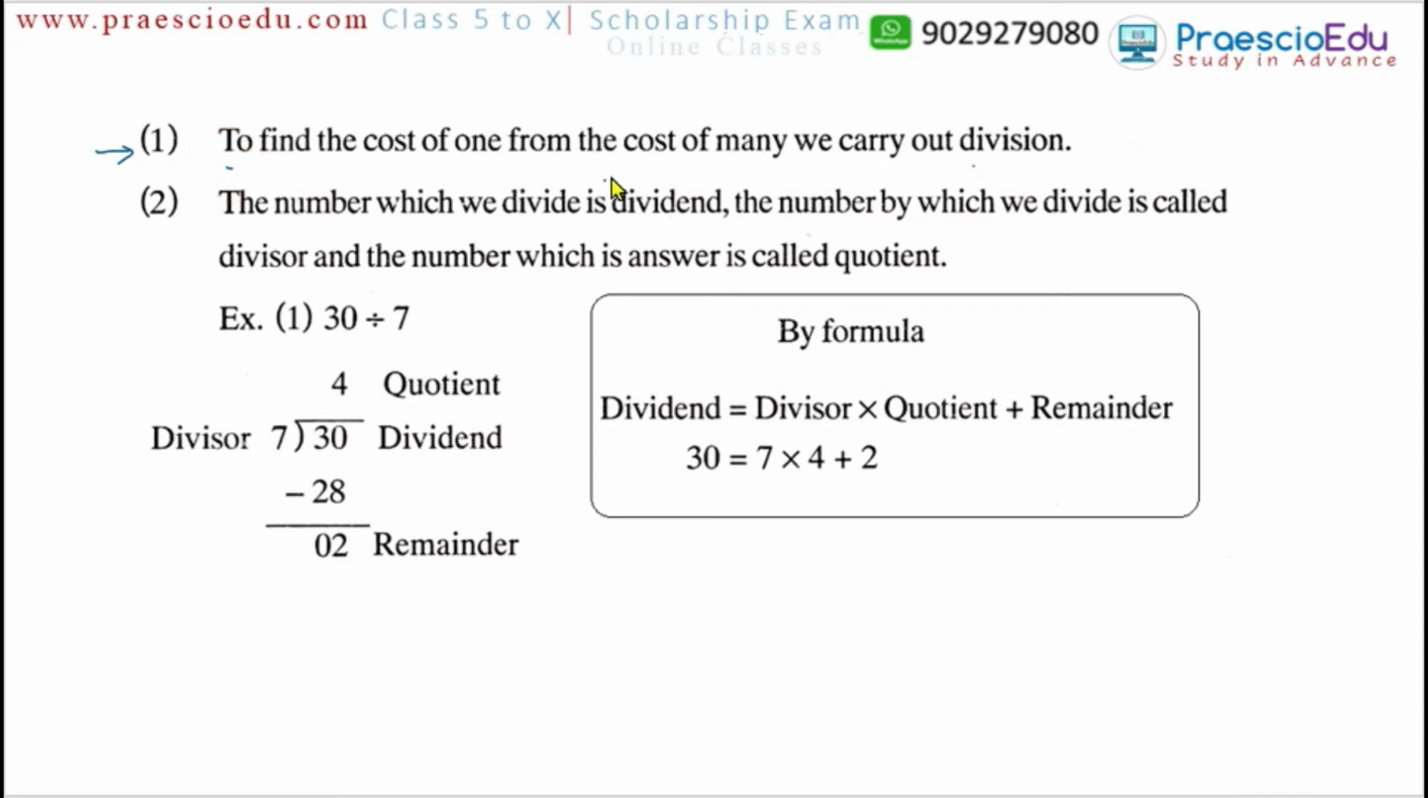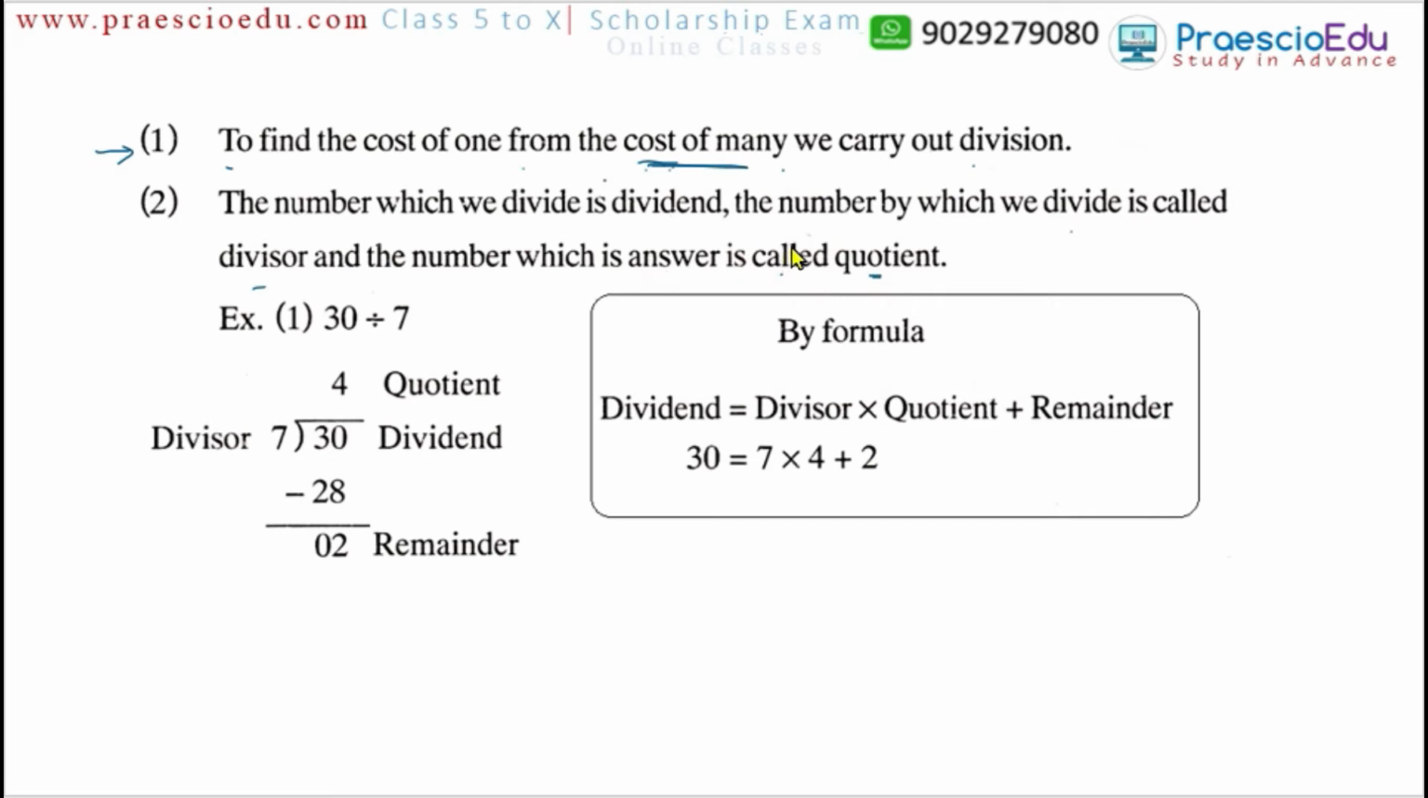Just read this one, this is very important. To find the cost of one from the cost of many, where the cost of many means the total cost, we carry out the division. The number which we divide is the dividend. The number by which we divide is called the divisor. I already explained this. And the answer is called the quotient.